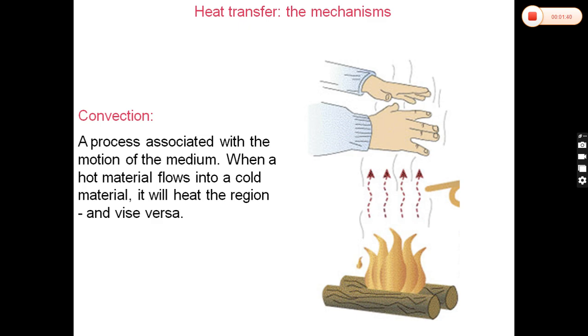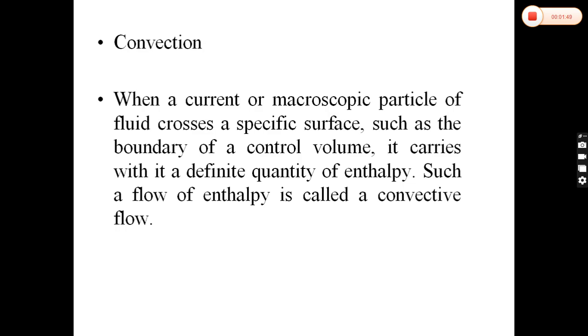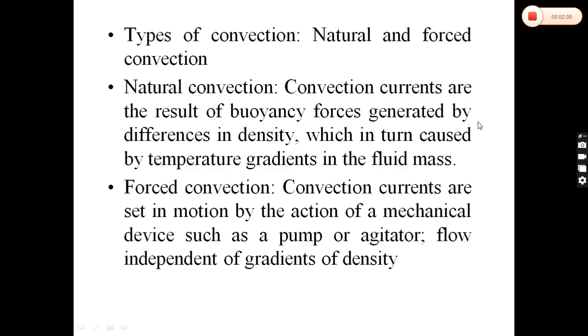Convection is a process associated with the motion of the medium. When hot material flows into cold material, it heats that region, and vice versa. When a current or macroscopic particle of fluid crosses a specific surface, such as the boundary of a control volume, it carries with it a definite quantity of enthalpy. Such a flow of enthalpy is called convective flow. Types of convection: natural convection and forced convection.